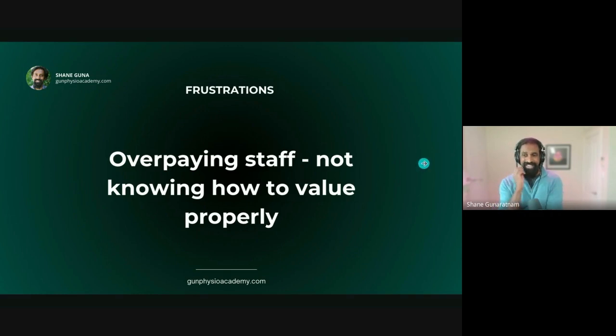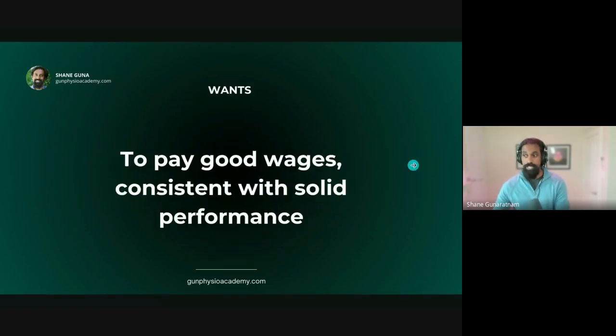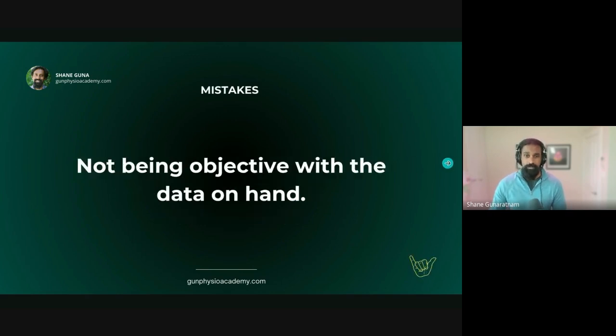Frustration-wise, one of the biggest frustrations I hear from owners is this feeling that they're overpaying staff. And I think it comes back to not knowing exactly how to value these team members properly. Today, hopefully, we can change some of that, because everybody wants to be able to pay good wages that are consistent with solid performance from their team members. And the mistake I commonly see is people just not being objective with the data that they actually have on hand.